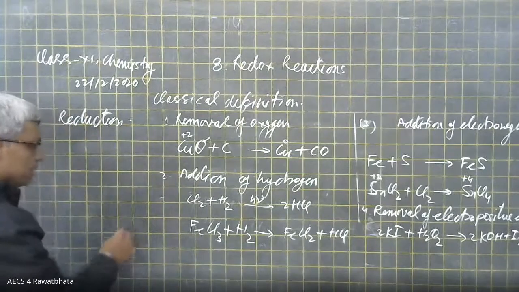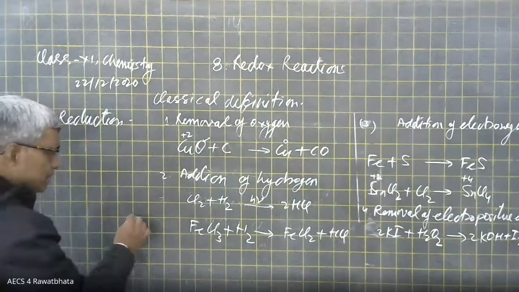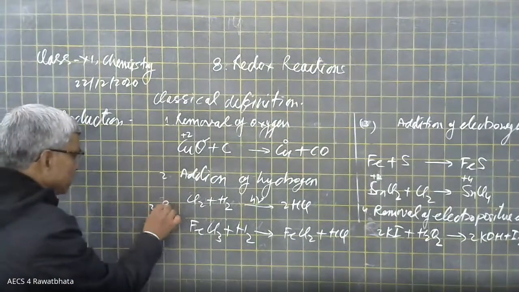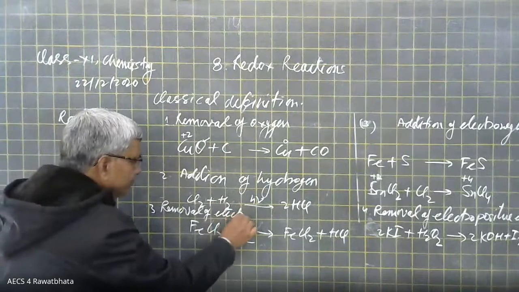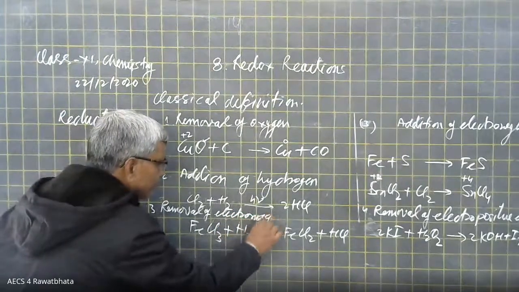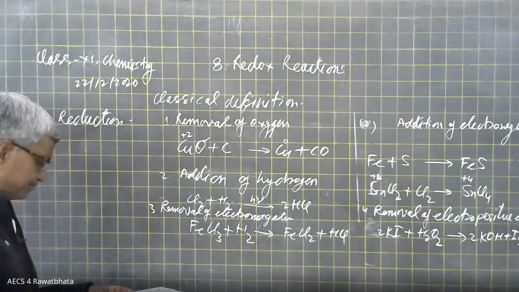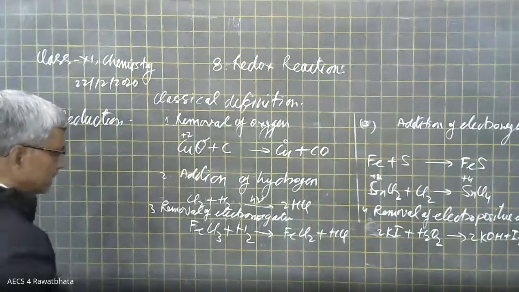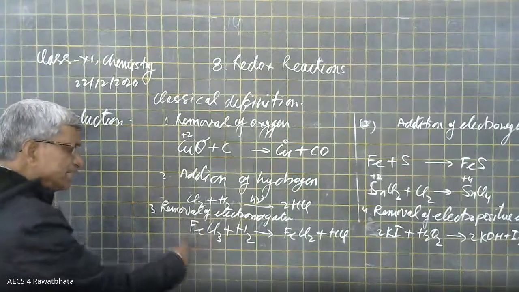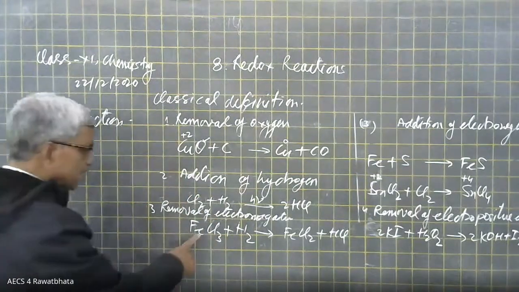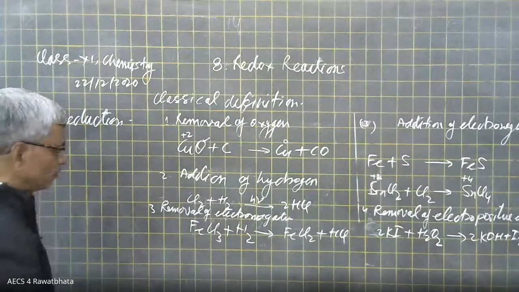This is another concept: removal of electronegative element. This is the third concept. And here the electronegative element is Cl. Cl is being removed from this FeCl3. That's why this FeCl3 is going to reduce into FeCl2. So this is another way.